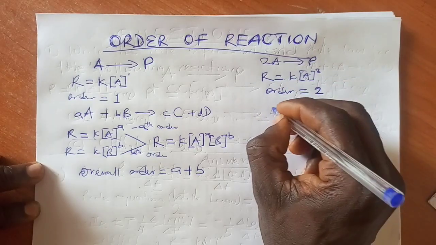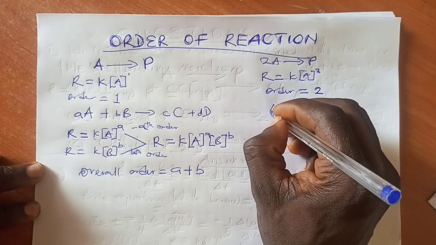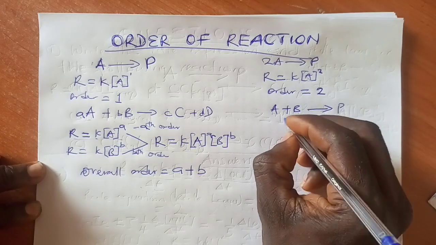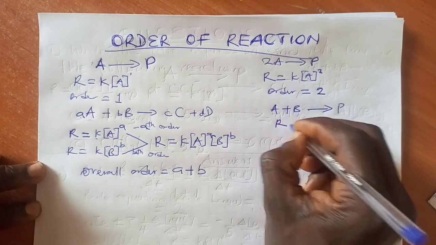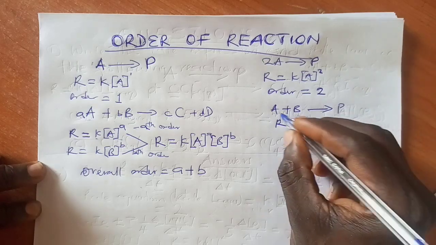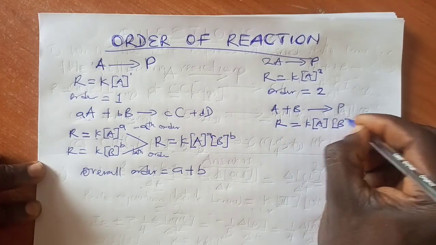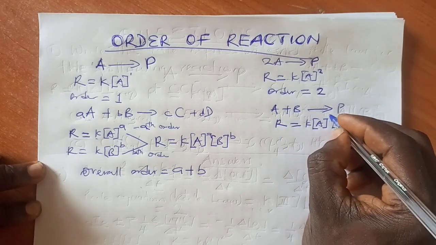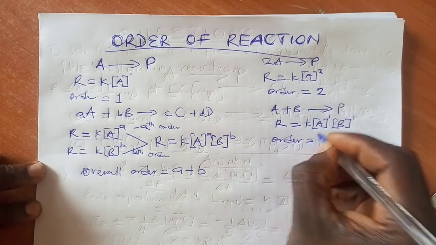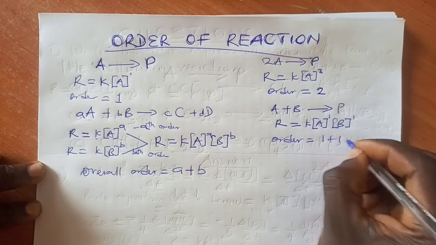I hope you understand that if you have reactants A plus B to give you a product P, how do you get your order? Your rate law will be k, the reactant A, then reactant B. So the order of reaction here is 1. The order of reaction here is 1. So the overall order for this reaction will be 1 plus 1, which is equal to 2.